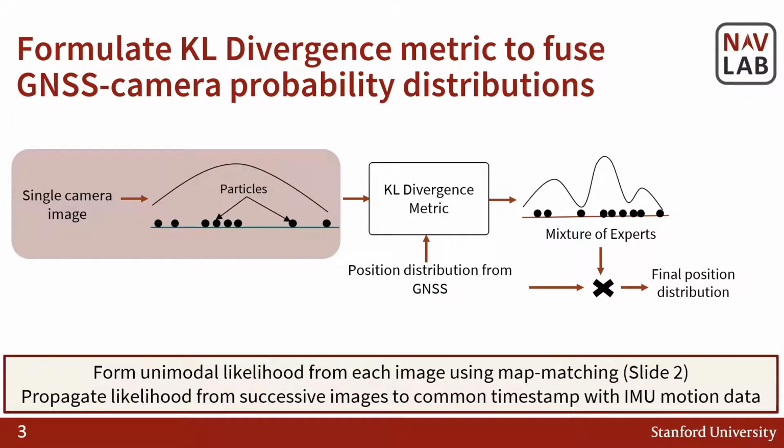Our second contribution is formulating a KL divergence metric to fuse GNSS-camera probability distributions. The first step is forming a unimodal likelihood from each camera image using map matching, as shown previously in slide 2. The likelihood from successive images is then propagated to a unified timestamp utilizing IMU motion data.